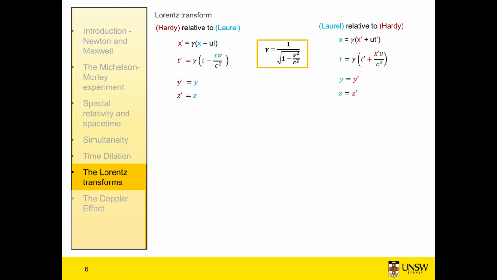Okay, so now we have our four Lorentz transform equations in their simplest form, assuming that we have only relative motion in the x direction, and we have our gamma. In the next video, we'll look at one last Lorentz transform. We'll look at how we can use it to get the relative velocities of each of our reference frames.